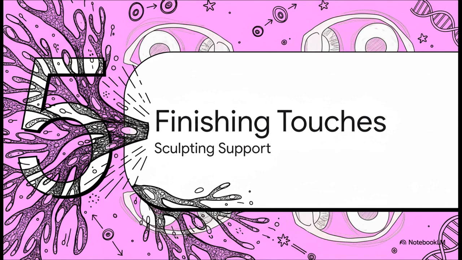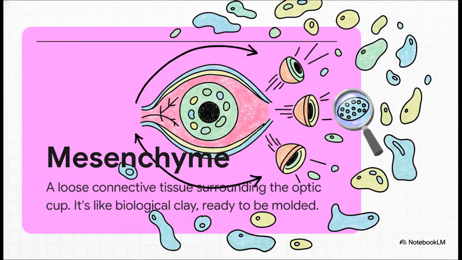All right, we are in the home stretch. We've got the core components. Now we just need to build the rest of the eye's architecture around them. So how does the surrounding tissue know what to do? Well, this whole developing structure is surrounded by a type of tissue called mesenchyme. The best way to think about it is like biological clay. It's just a bunch of unspecialized cells, a blank slate, just sitting there waiting for instructions on what to become.